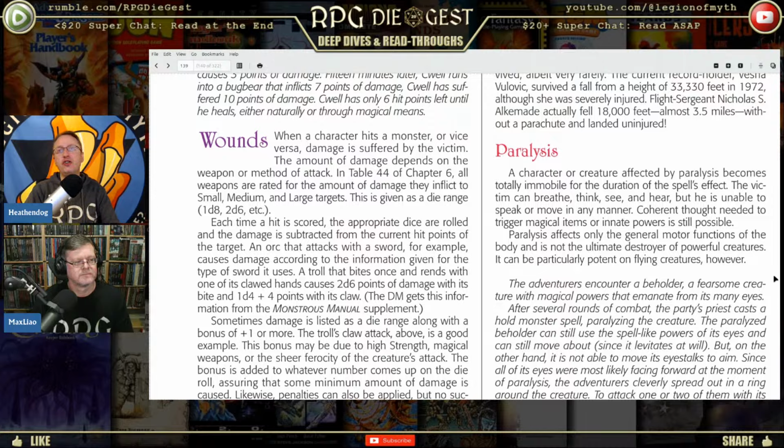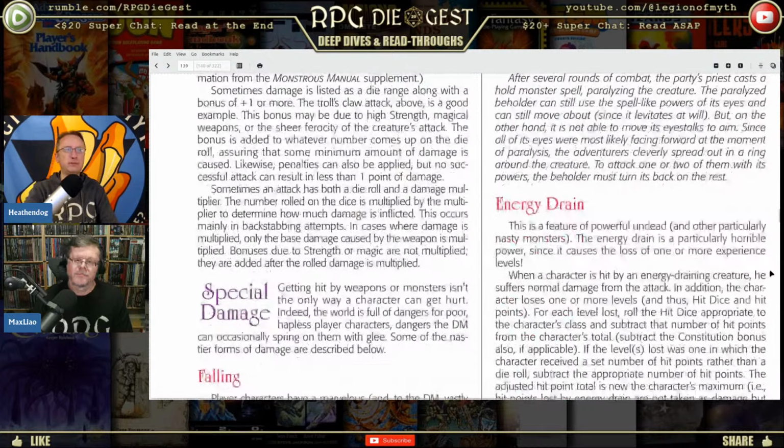Paralysis affects only the general motor functions of the body and is not the ultimate destroyer of powerful creatures. Remember, when you paralyze someone, you don't stop their heart from beating. You don't stop their diaphragm from breathing. You don't stop all that stuff. It's just their major skeletal muscle groups. That's it. So don't get all weird about it, right?